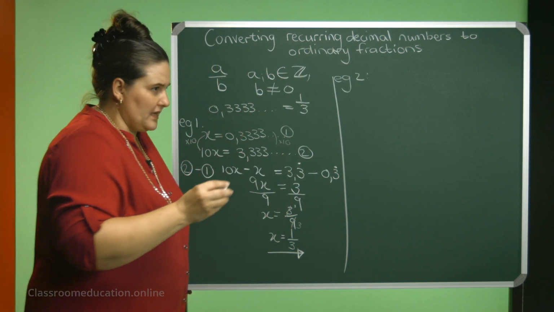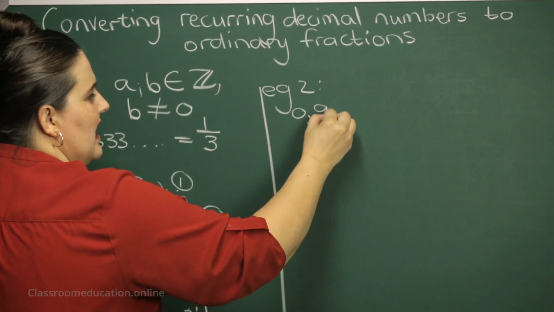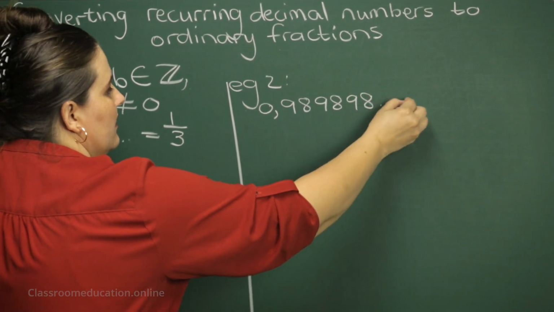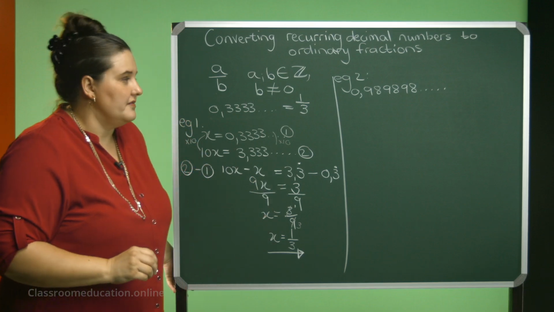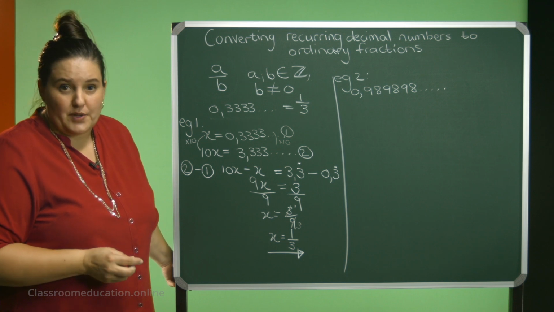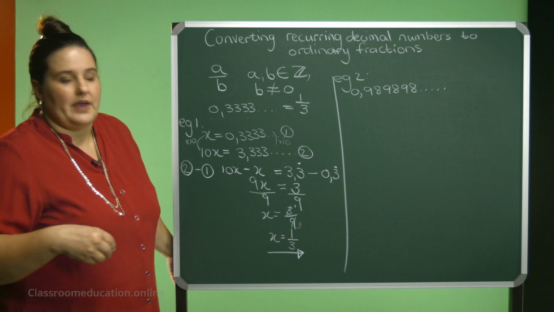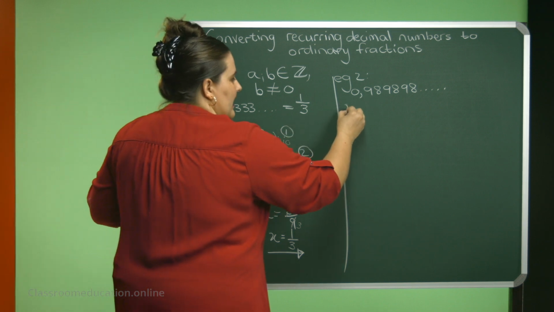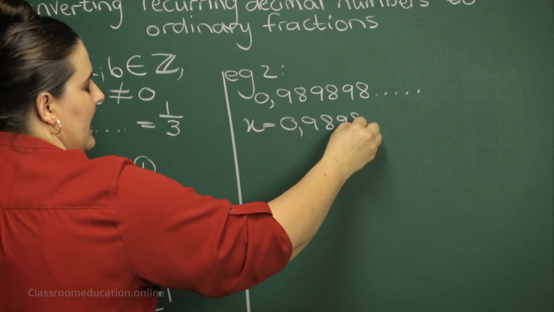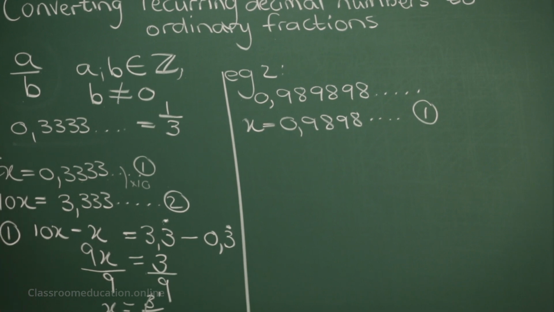Example 2. A number of 0,989898 and so on. That is my recurring number. So what's your first step? Your first step will be to make that equal to x. So I will say x equals 0,9898 and so on, and I call that equation 1.